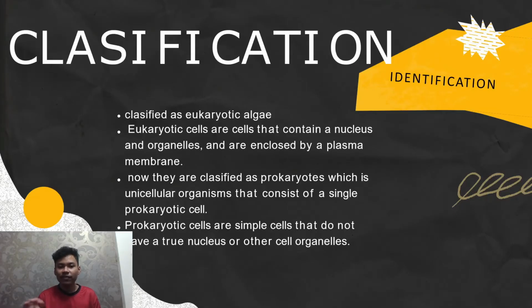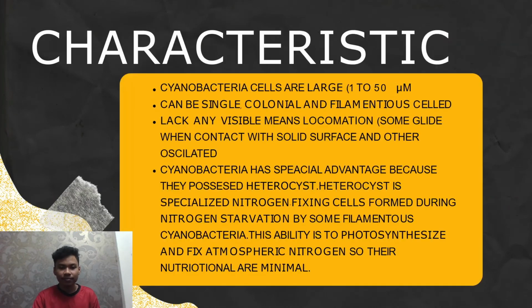Next is classification. Cyanobacteria were once classified as eukaryotic algae. Eukaryotic cells are cells that contain a nucleus and organelles and are enclosed by a plasma membrane. Now, they are classified as prokaryotes, which are unicellular organisms that consist of a single prokaryotic cell. What is a prokaryotic cell? Prokaryotic cells are simple cells that do not have a nucleus or other cell organelles.